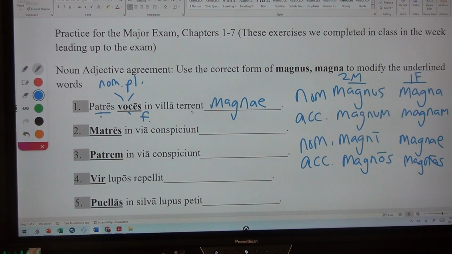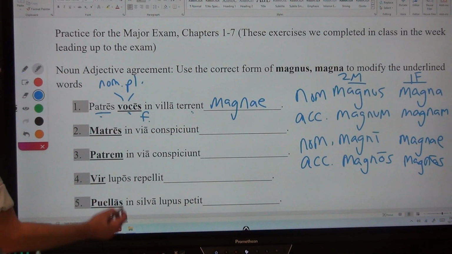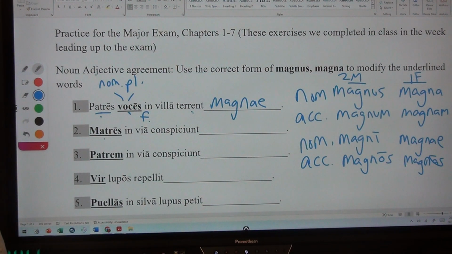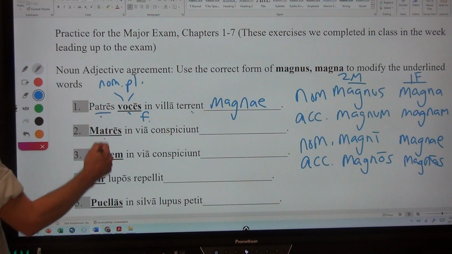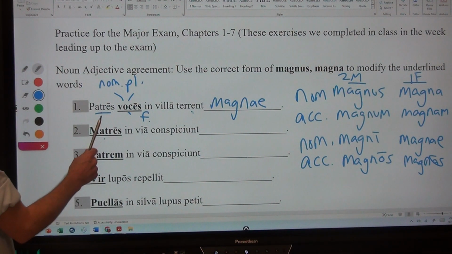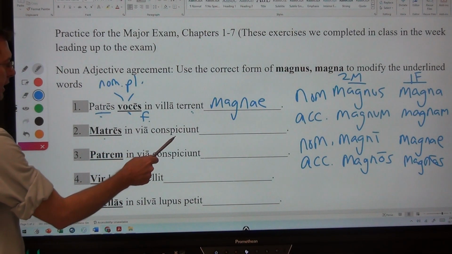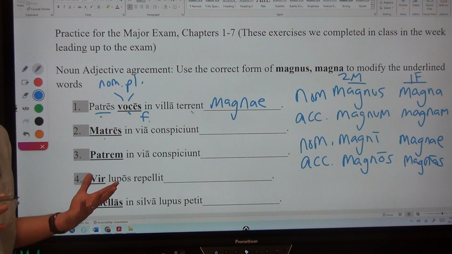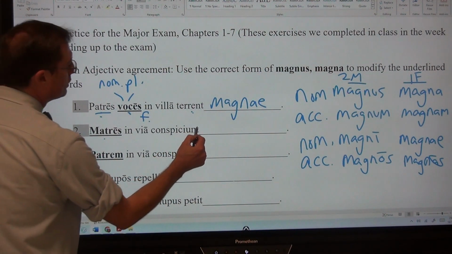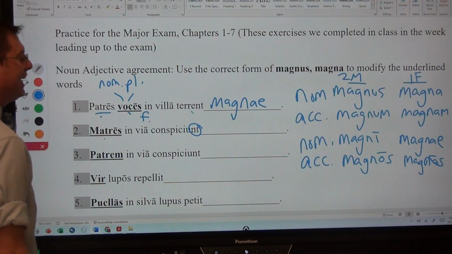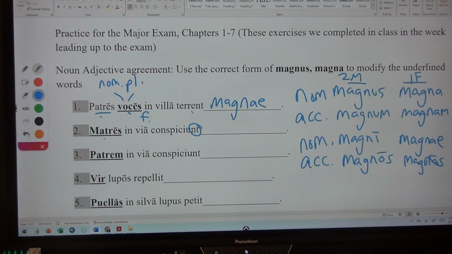Number 2, matres in via conspiciunt. Now, this is the same thing. It could be nominative subject or accusative direct object, but here I am not aided by another word like patres, and so it's either going to be that the moms in the road catch sight of, and then you're like, what did they catch sight of? Or what you do is you could understand it more reasonably as saying they catch sight of the moms. And I think that makes better sense.